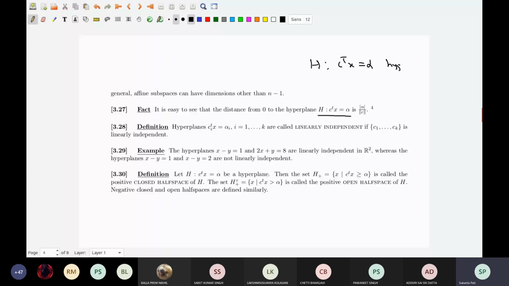There it is always meant that C is a non-zero vector, alpha is some fixed real number, and C is also fixed and given. If you want to find the distance from 0 to this hyperplane, it is the absolute value of alpha divided by the norm of C. You know this part from your linear algebra days or maybe even the +2 days. The argument is written in the footnote for those who want to see.